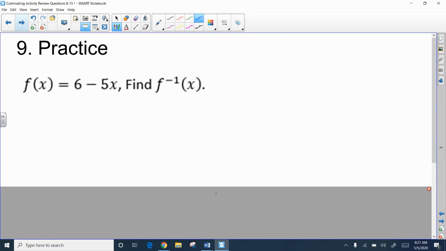All right, time for you to try one. So on your sheet of paper, try this problem. Pause the video while you try, and then check your answer when you're done.